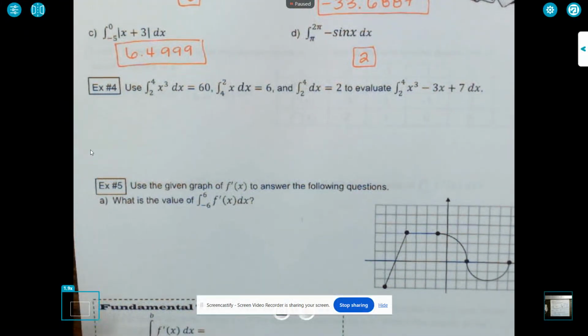All right, example number 4. We're going to use the integral from 2 to 4 of x cubed dx equals 60, from 4 to 2 of x dx equals 6, and from 2 to 4 of dx equals 2 to evaluate this right here.